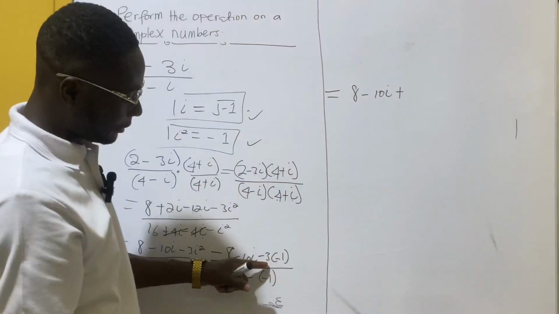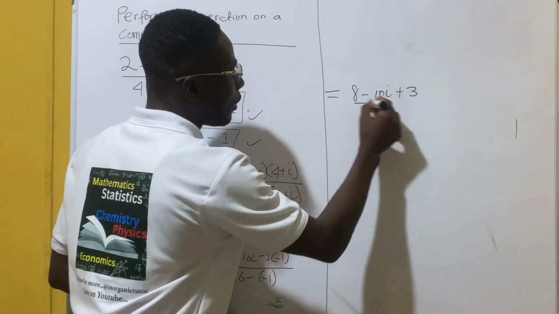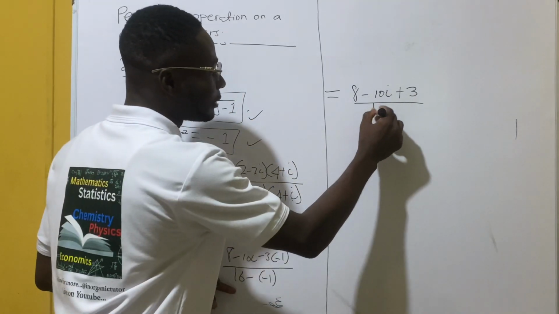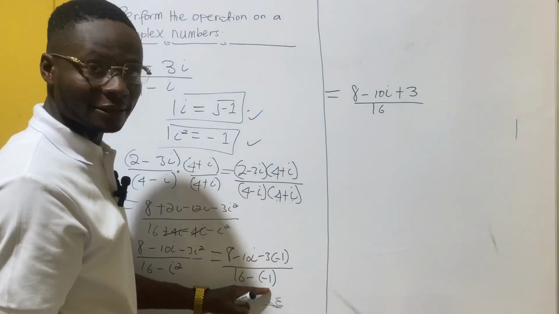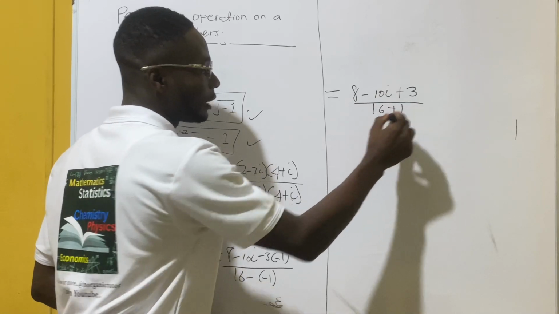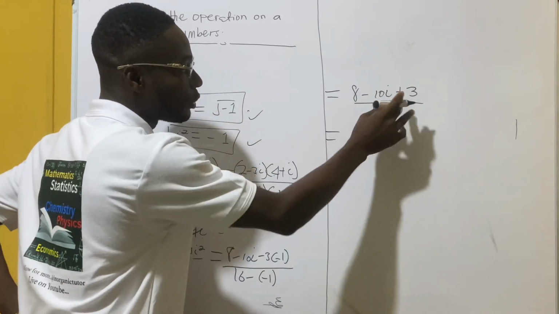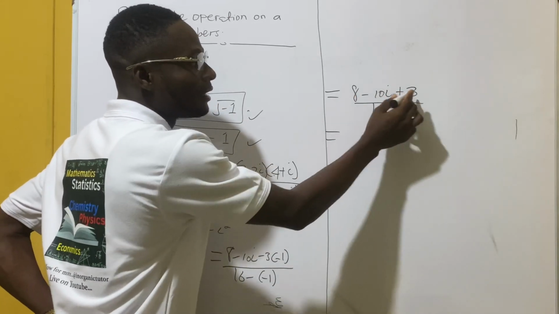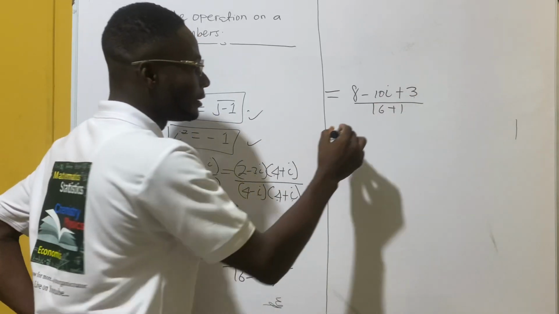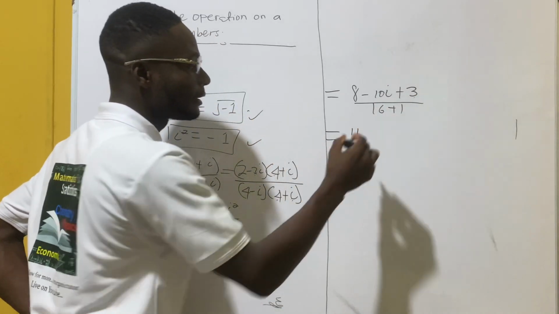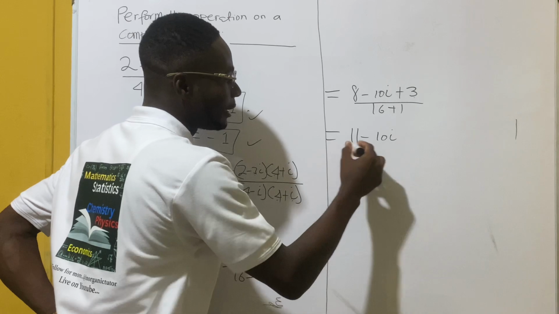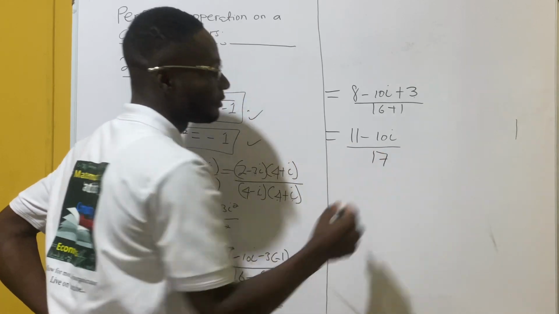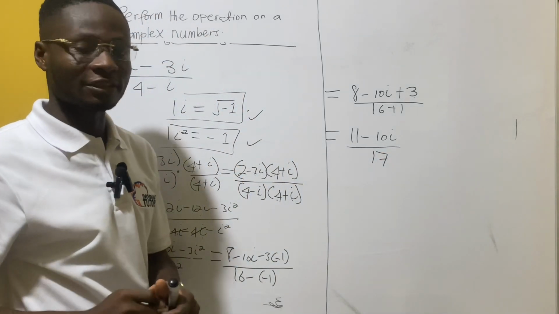plus 3, all over 16 minus minus, so we're going to have plus 1. So we're going to have 8 plus 3, that is 11, minus 10i, all over 17.